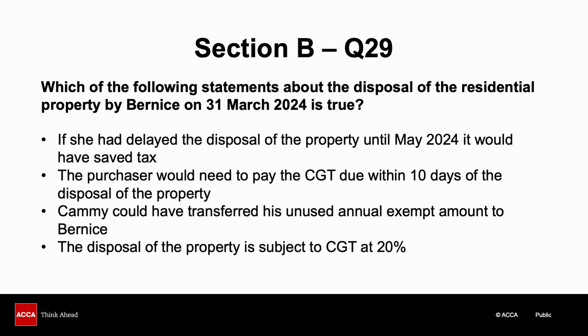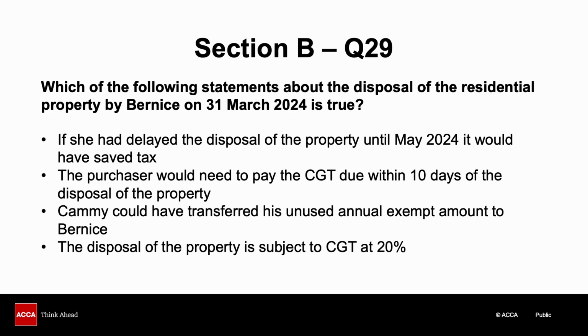The next question in the set is on a different part of the scenario, where it's looking at the disposal of that residential property by Bernice. We've got 4 statements and we're being asked to pick out the one that is correct. We're being asked to consider if she delayed the disposal of the property until May, it would have saved tax. The purchaser would need to pay the CGT due within 10 days of the disposal of the property.